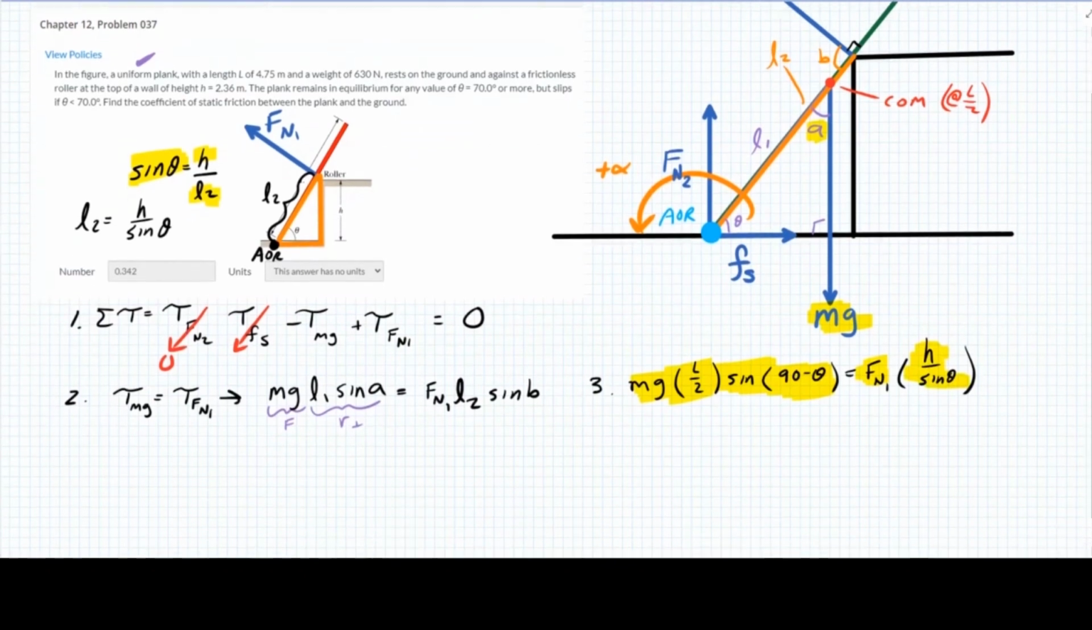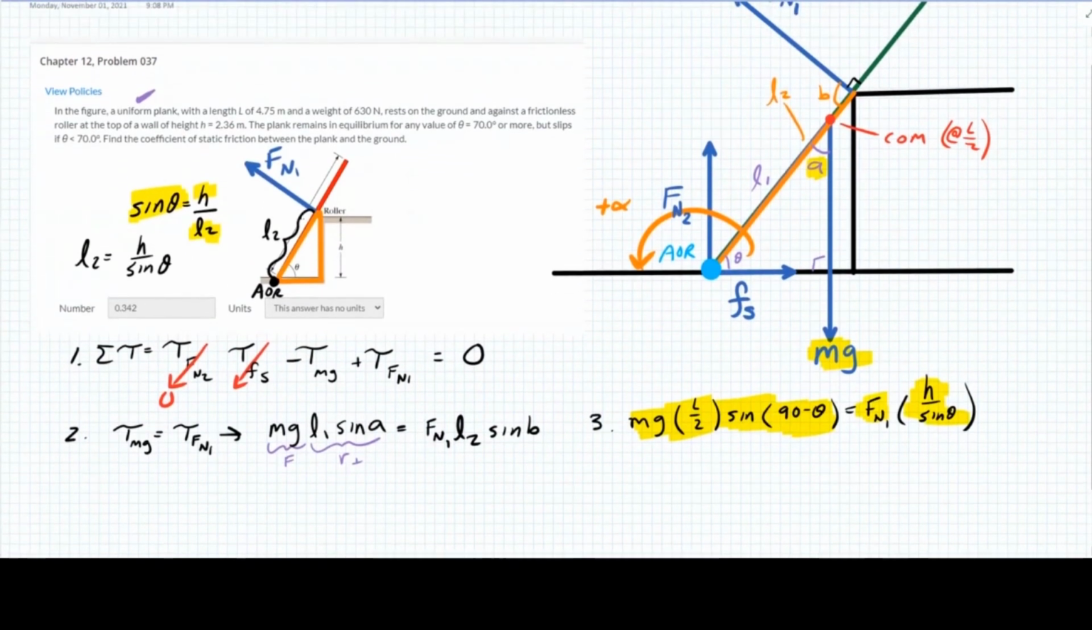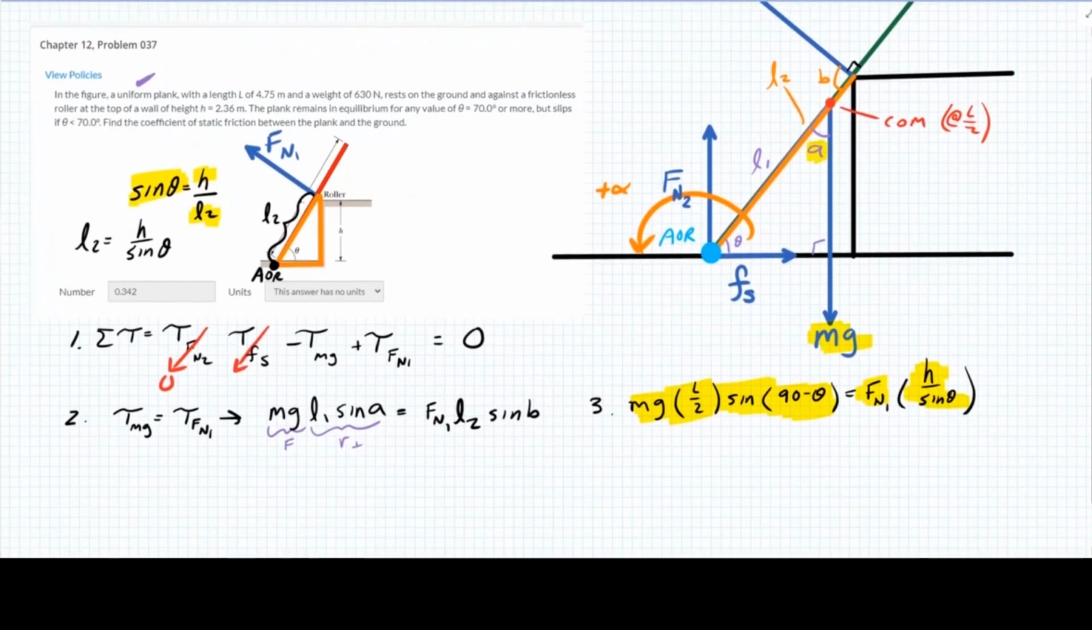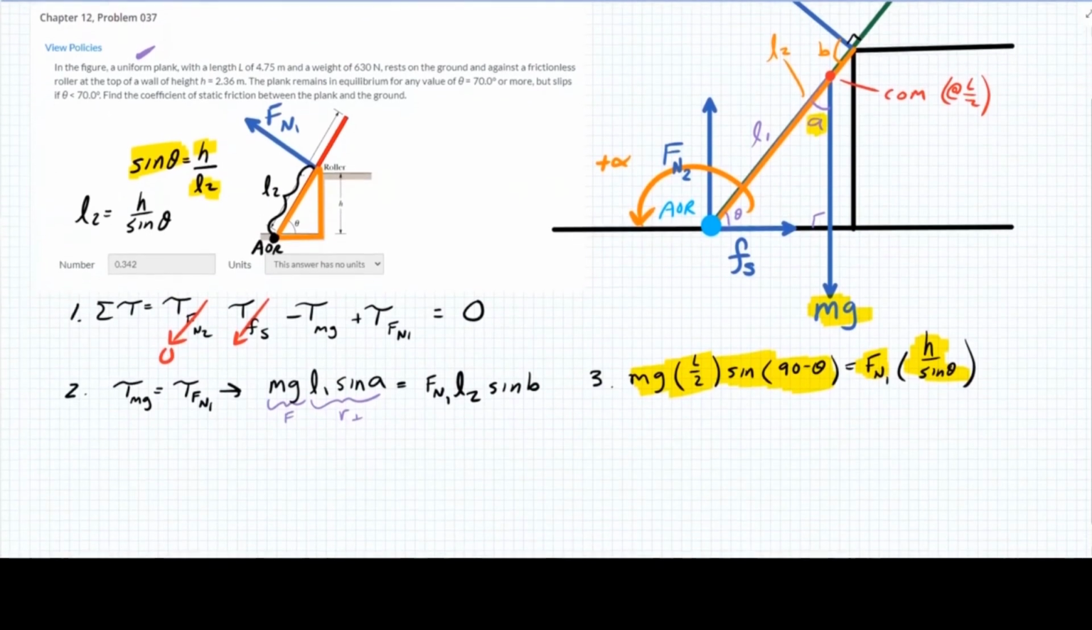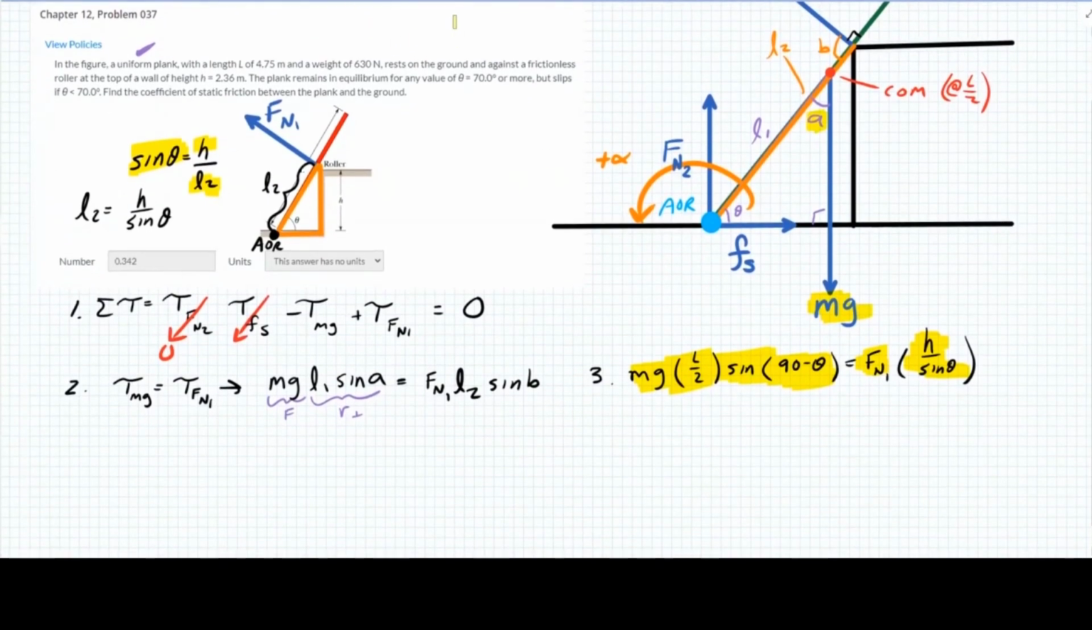The only problem here, I've got to solve for mu sub s. Find the coefficient of static friction. Okay, so let's keep going. Are you missing the sine B? Sine B was 90. Oh, okay. Thank you. So let me do that. Sine of 90, because you're right. Very helpful.